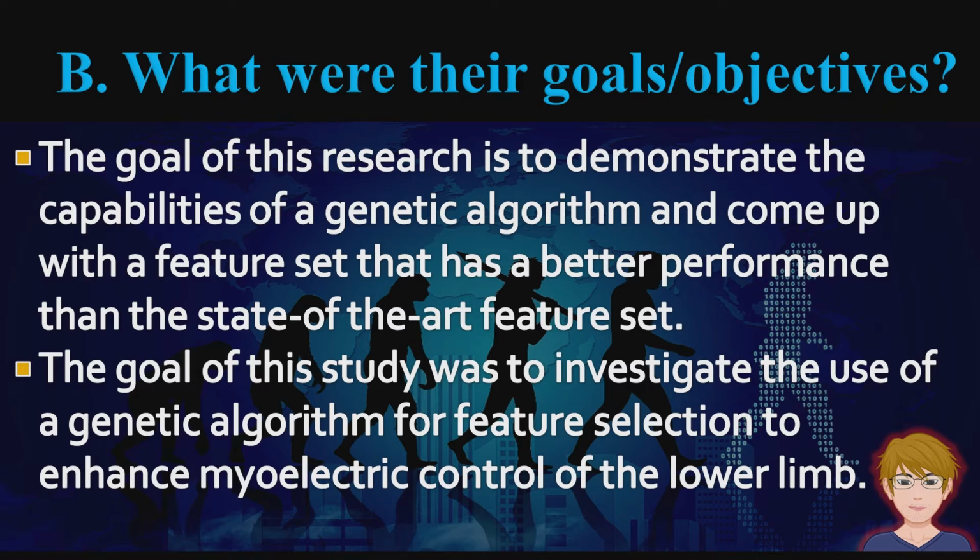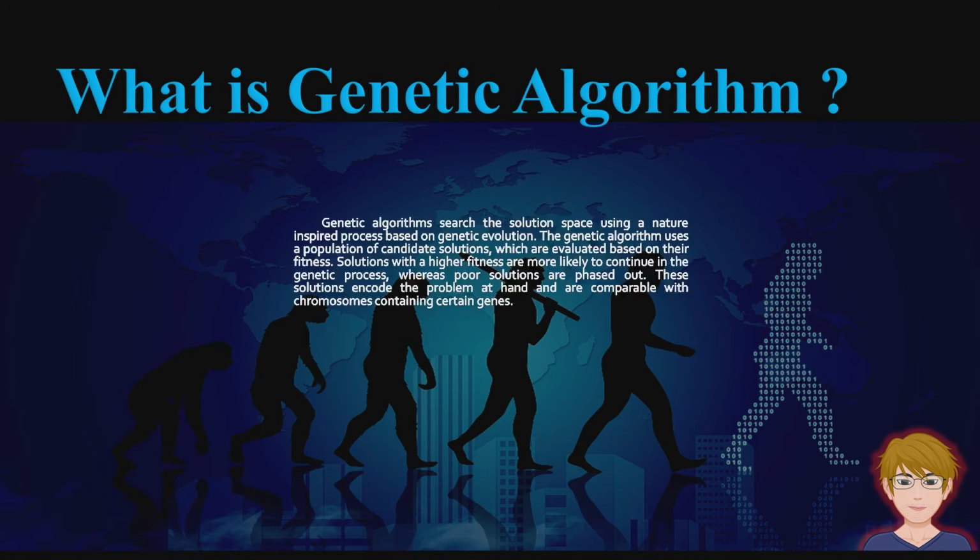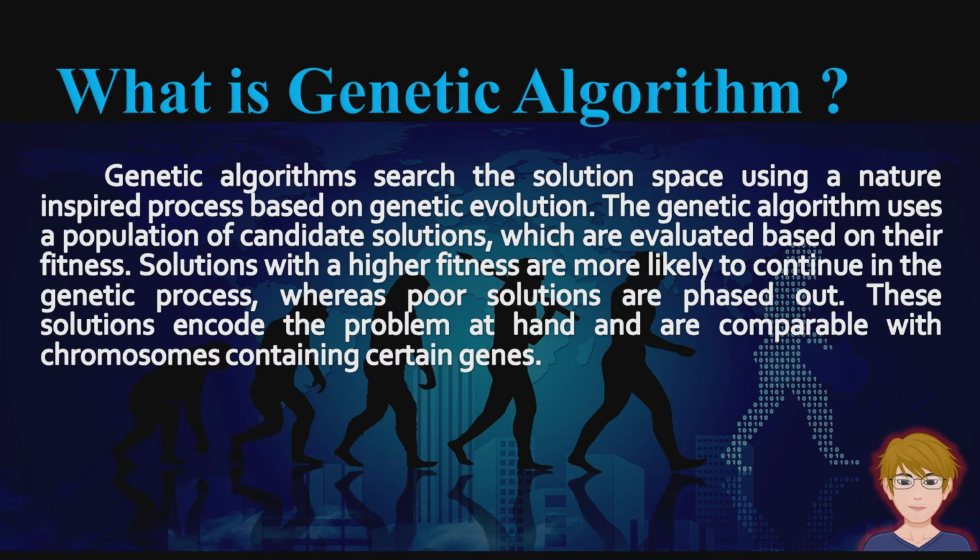First, we need to define what a genetic algorithm is. A genetic algorithm searches the solution space using a nature-inspired process based on genetic evolution. It uses a population of candidate solutions which are evaluated based on their fitness. A solution with a higher fitness is more likely to continue in the genetic process, whereas poor solutions are phased out. These solutions encode the problem at hand and are comparable with chromosomes containing certain genes. If you know what genes are, you may be familiar with this genetic algorithm.